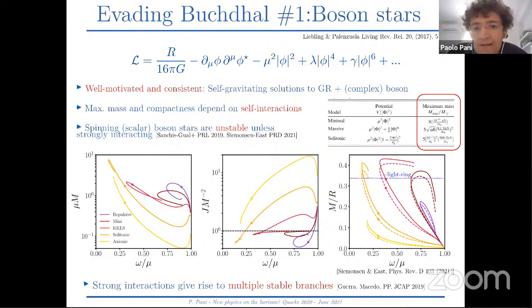The first one is boson stars. These are probably the most studied examples because they are a well-motivated and consistent model. It's just a complex scalar field or a vector field minimally coupled to gravity with some self-interactions. Depending on the self-interactions, these objects can be very compact and can have a maximum mass that is essentially set by the parameters of the potential. And these solutions do not require any beyond-GR effect.